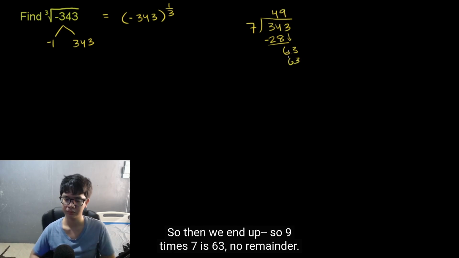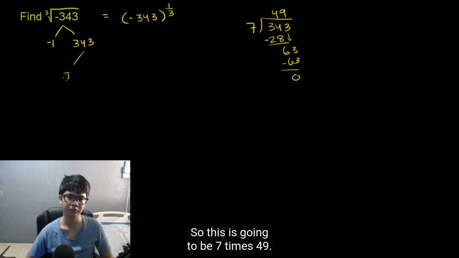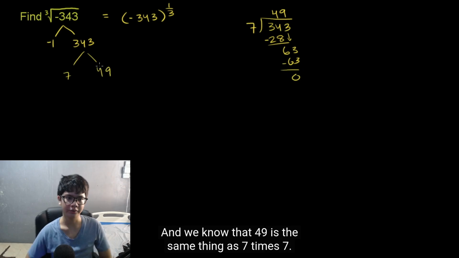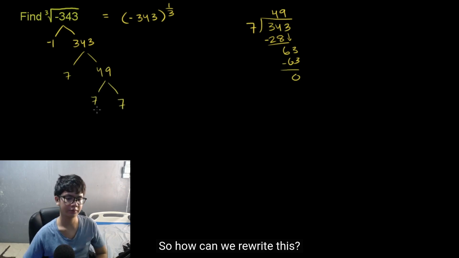And then we end up, so 9 times 7 is 63. No remainder. So this is going to be 7 times 49. And we know that 49 is the same thing as 7 times 7. So how can we rewrite this?